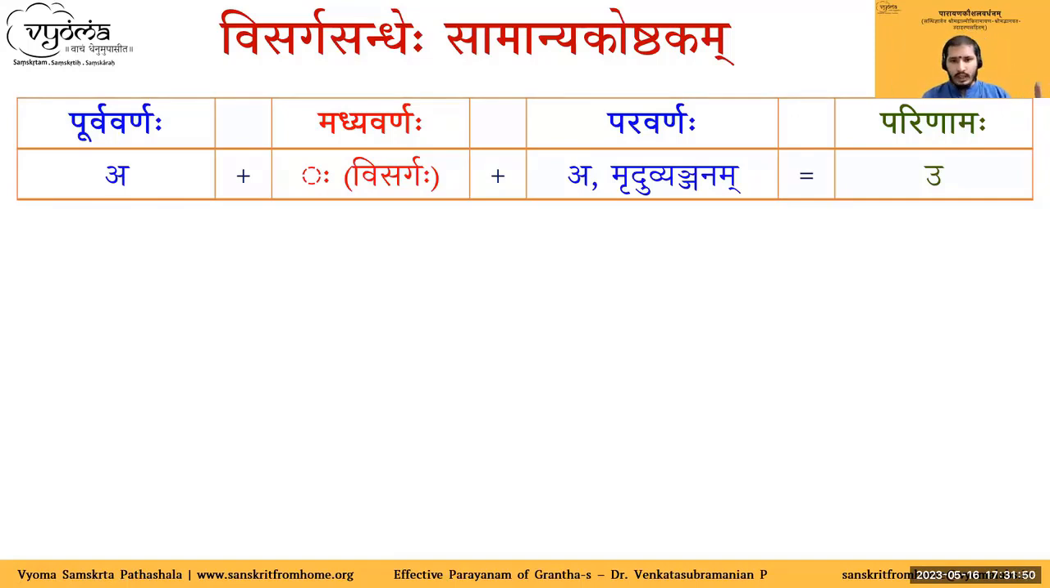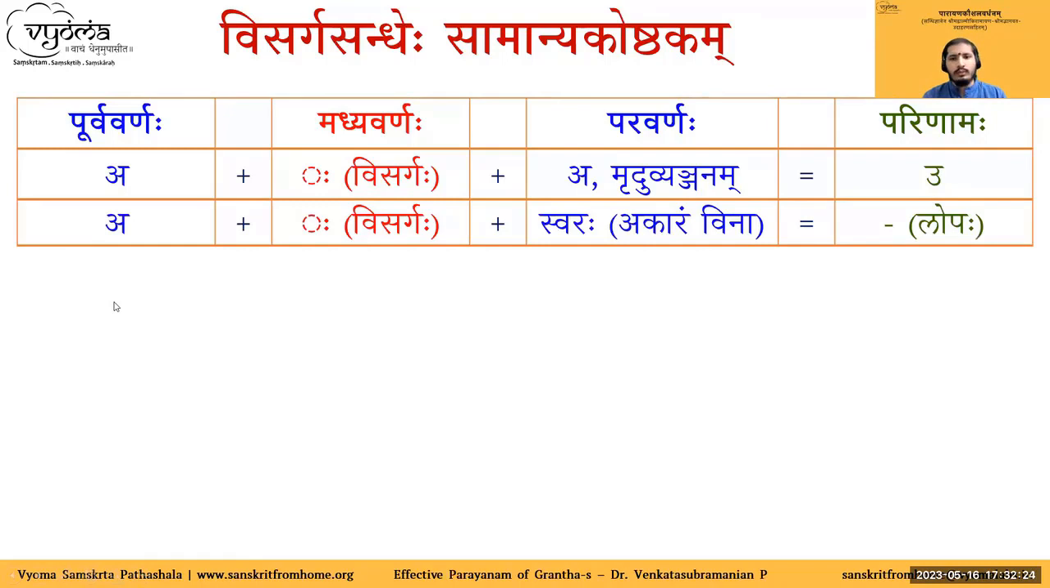So, if we have purvarna as akara, madhyavarna visarga, and paravarna A or mrudu vyanjana, we get the parinama, that is the adesha here, that is U. U iti adesha bhakti. This is the first rule. Now, we have seen A as the purvarna, madhyavarna being visarga, and paravarna A or mrudu vyanjana. What if other swaras come? Is the next question. So we will see that combination.